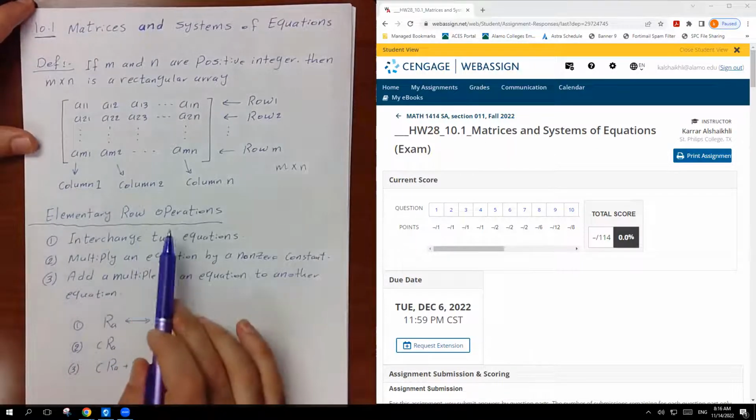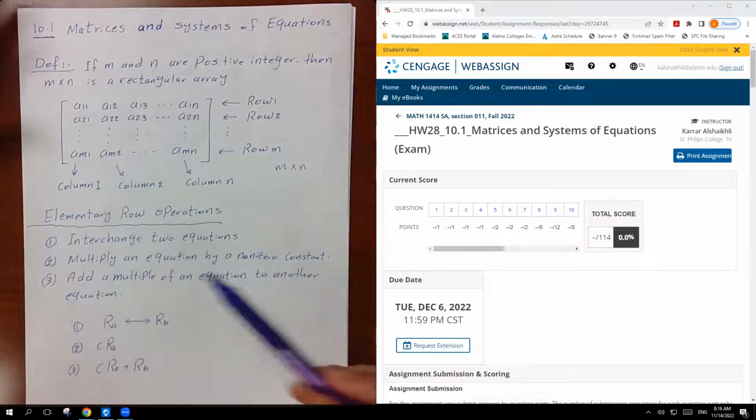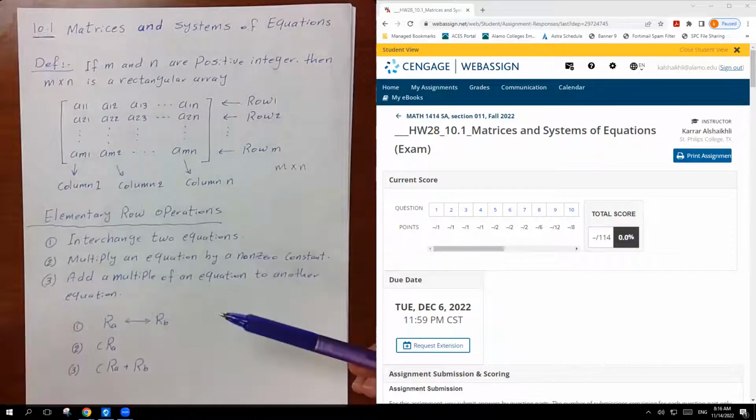Elementary row operations. The first one: interchange two equations. You can change two equations, number 1 to be number 2 and number 2 to be number 1. And the same thing if you have row 3.